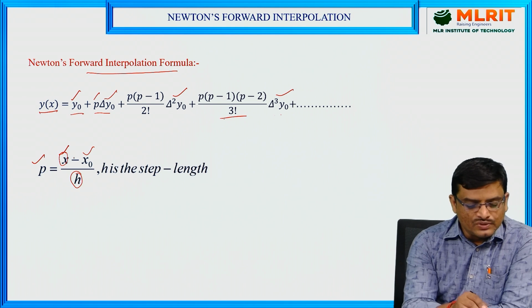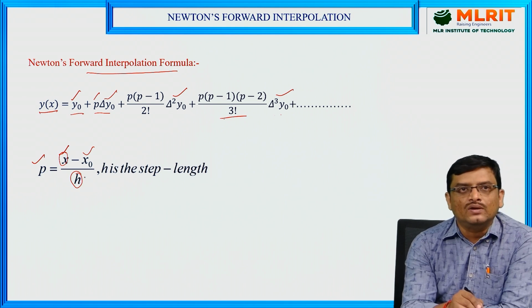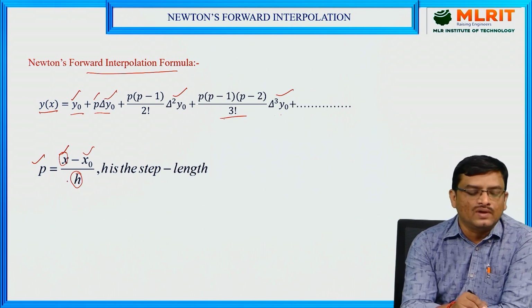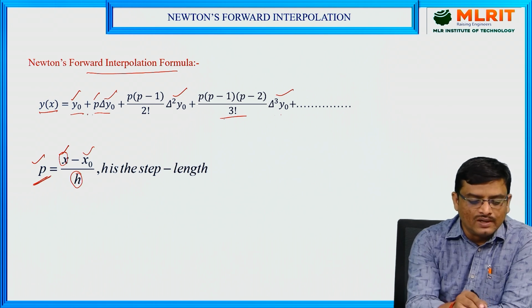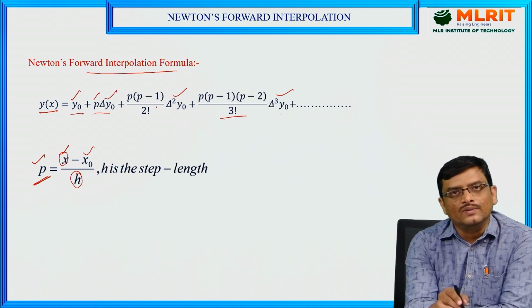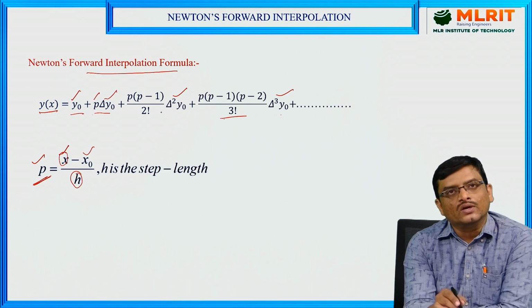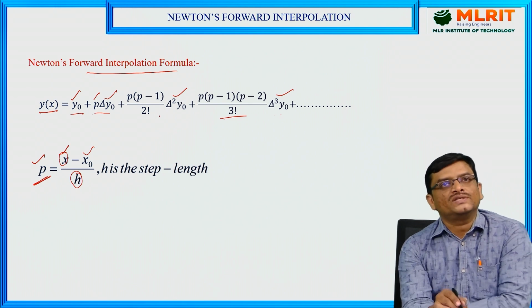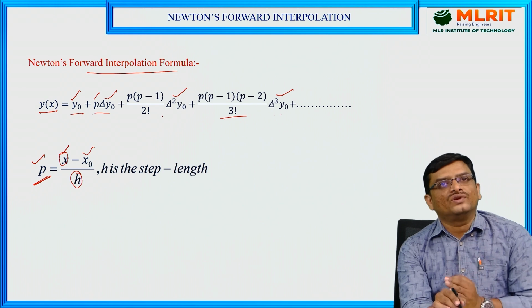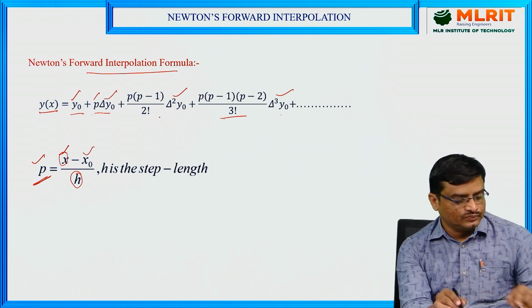So by substituting the x value, x naught value and h value in this formula, we can get our p value. Now substitute this p value and all the remaining values from the table, and we can get our required value of y at the given particular value of x. This is the standard form of Newton's forward interpolation.